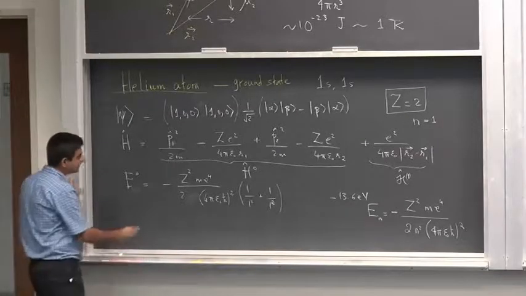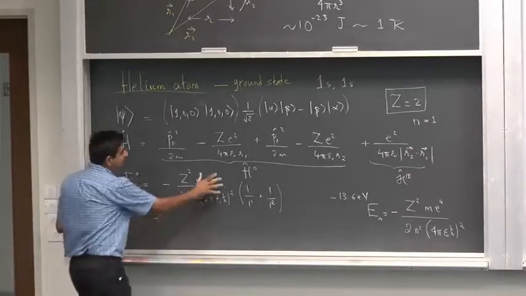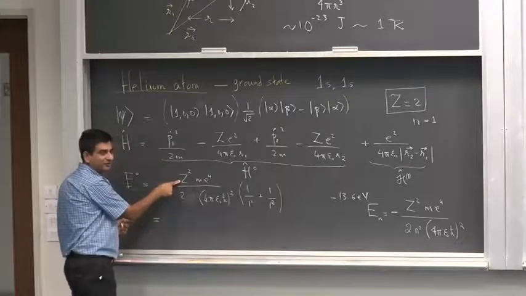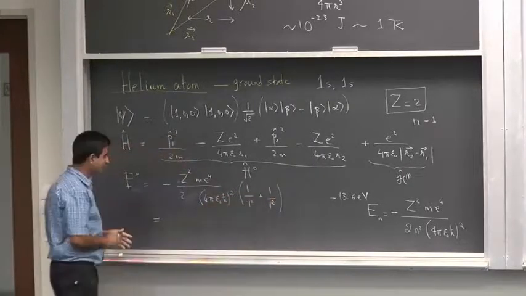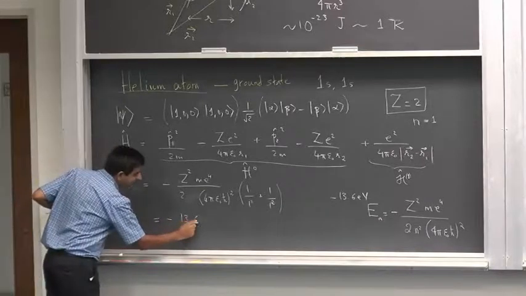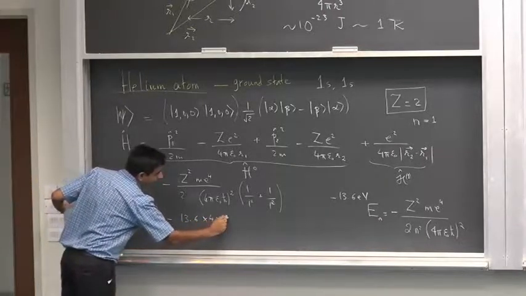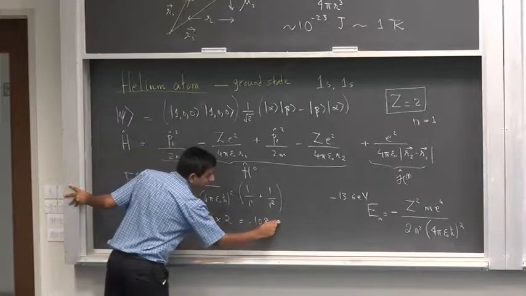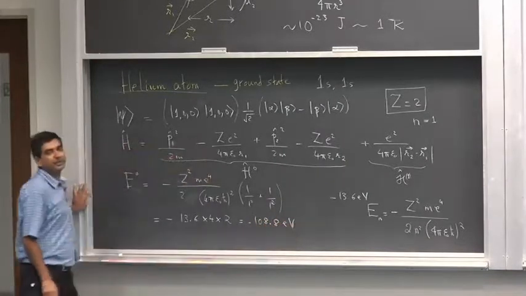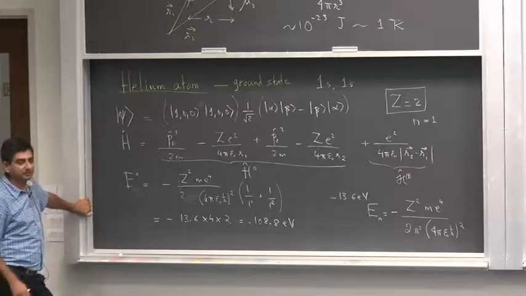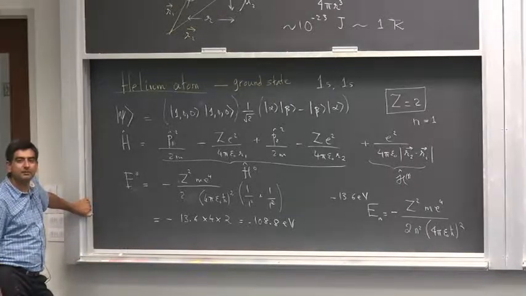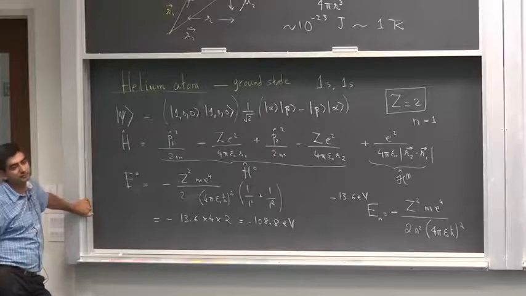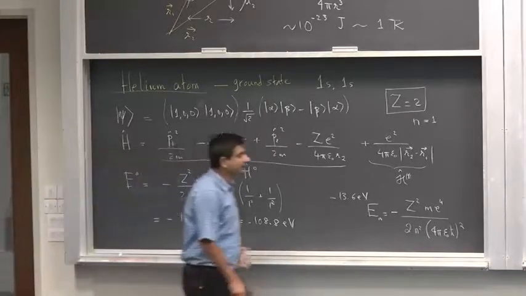Now all of this is 13.6 electron volts. 13.6 multiplied by 4 multiplied by 2, since you have two electrons, so this is about minus 108.8 electron volts. So you have two electrons in the helium atom. The energy of that system is minus 108 electron volts. Okay? We can draw a diagram for this.